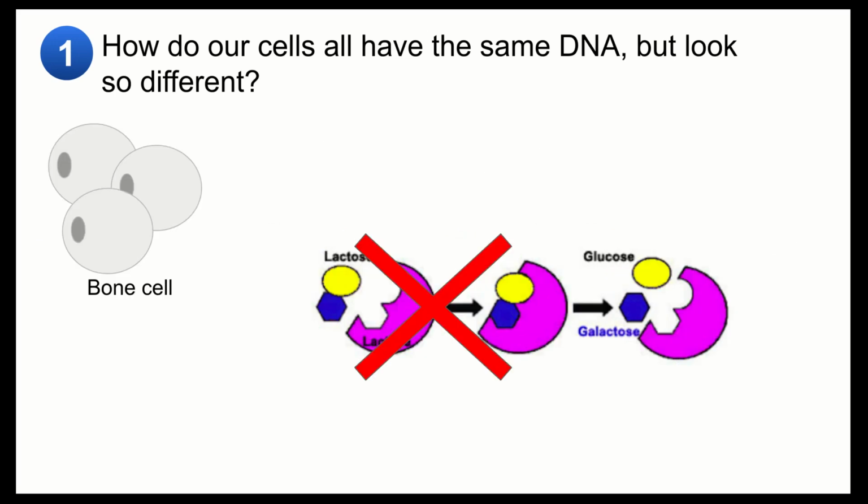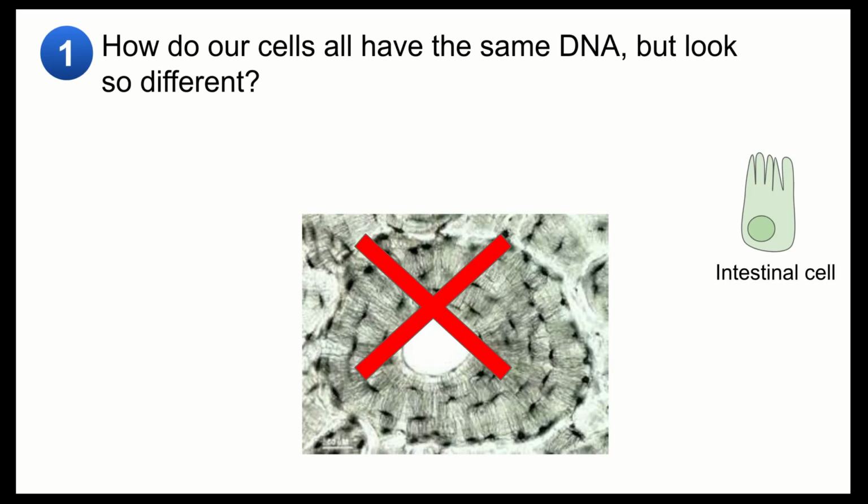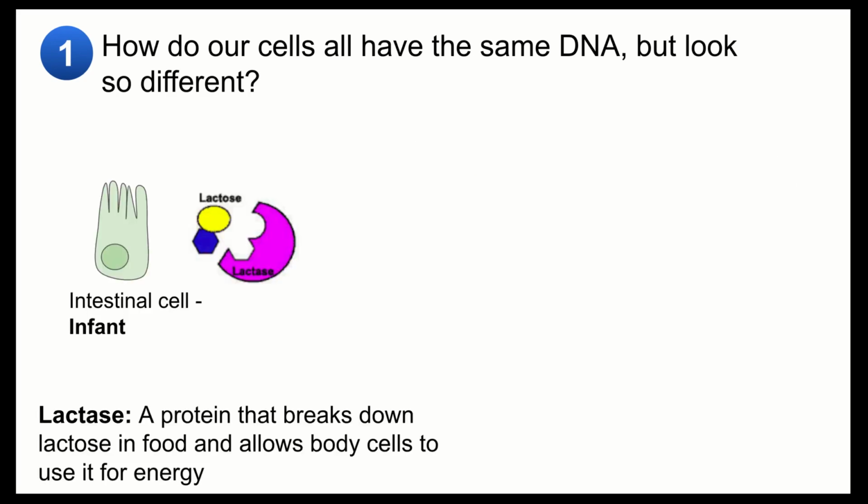And bone cells, they don't make lactase. So bone cells repress lactase. Intestinal cells don't make integrin. So intestinal cells repress integrin, or repress the gene for integrin. Let's look at lactase in a little more detail because this is a really good example of a gene that is expressed sometimes and repressed at other times.